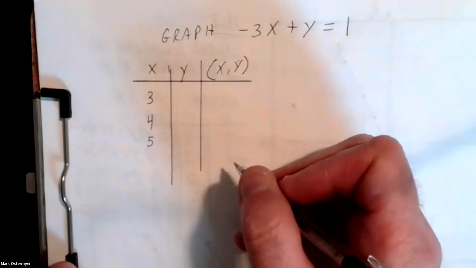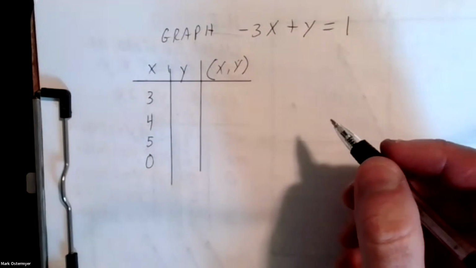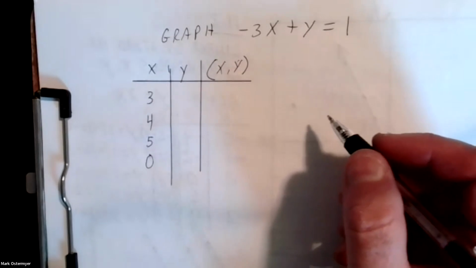You know what also is a nice value to choose? 0. 0 is always the nicest value to choose because that means one of your variable terms is going to drop out, which vastly simplifies the situation.